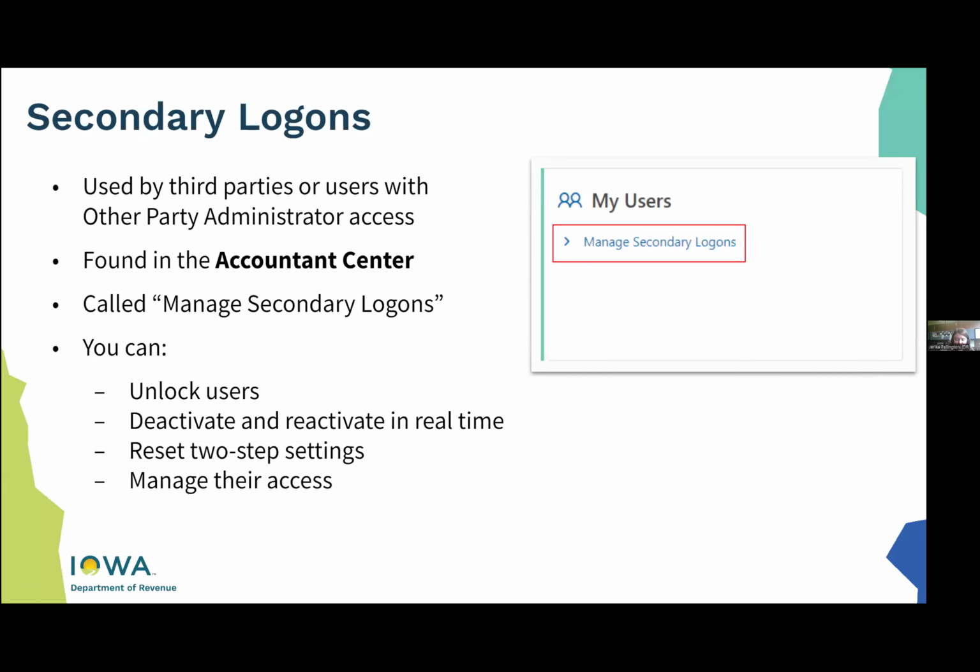So we talked a little bit about what this looks like for business owners and taxpayers, but I also want to talk about what this looks like for tax professionals or third parties. So if you're a tax professional or third party and you already have a GovConnect Iowa account, if you're connected to a customer, you're going to see that you have a link called the Accountant Center. And in the Accountant Center, you're going to be able to see this panel called My Users, and you're going to see this link that says Manage Secondary Logons.